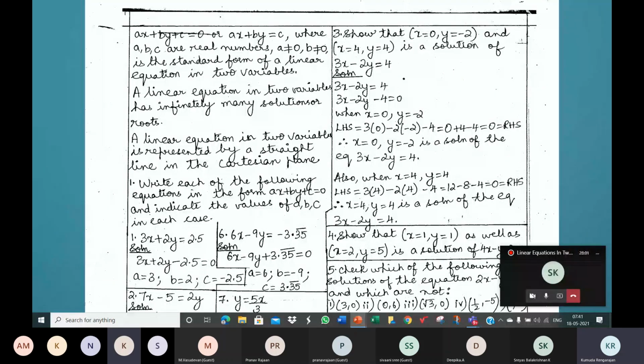Ma'am, 2x plus 0.5 is equal to 5. No, but there's only one variable x. 2x plus 3y plus 5, ma'am. Yeah, that again is a linear polynomial in two variables x and y. I want a linear equation. Ma'am, 2x plus 3y is equal to 5. Yeah, that equality, the equal to sign, is very important.